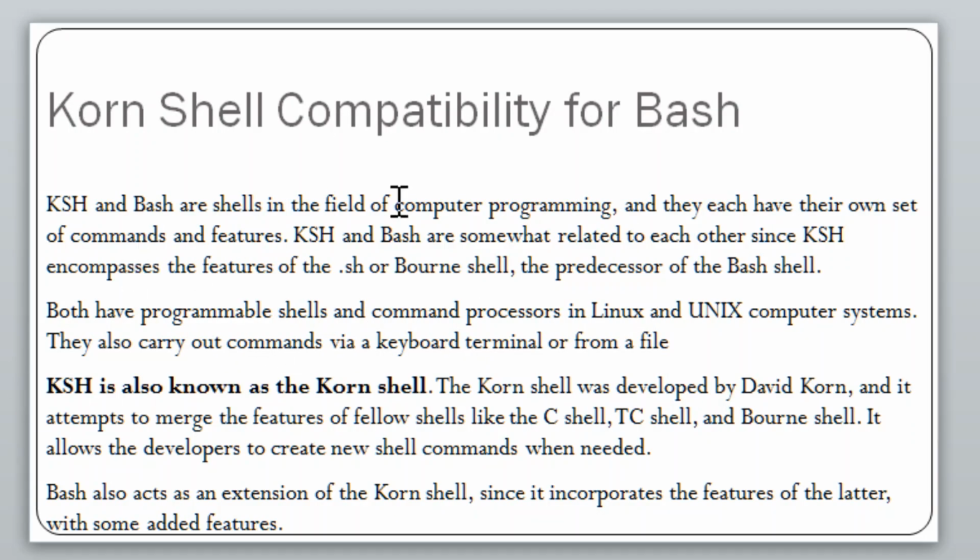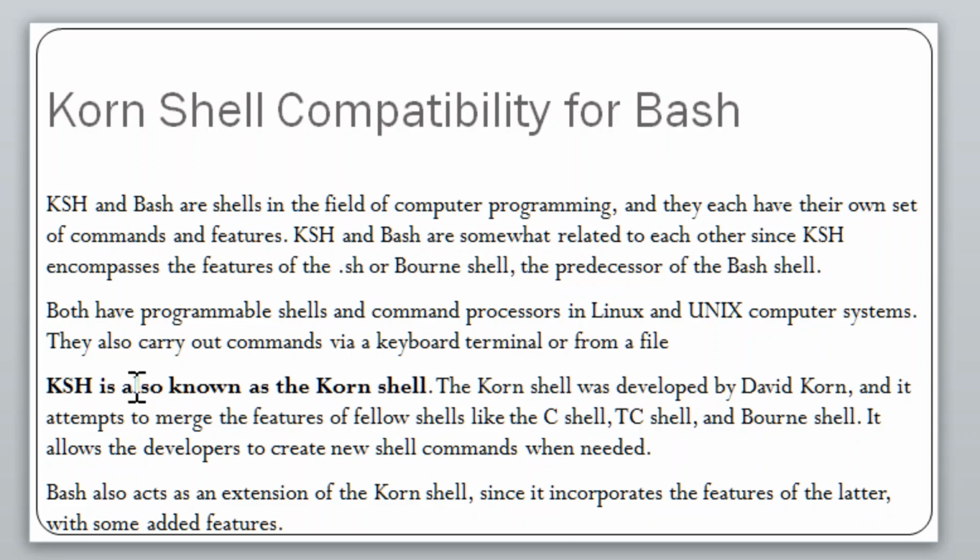So let's talk about the compatibility of Korn shell to bash. K shell, or Korn shell, and bash are shells in the field of computer programming, and they each have their own set of commands and features. K shell and bash shell are somewhat related to each other, since K shell encompasses the features of the .sh or Bourne shell, the predecessor of the bash shell. Both have programmable shells and command processors in Linux and Unix computer systems, and they also carry out commands via a keyboard terminal or from a file.